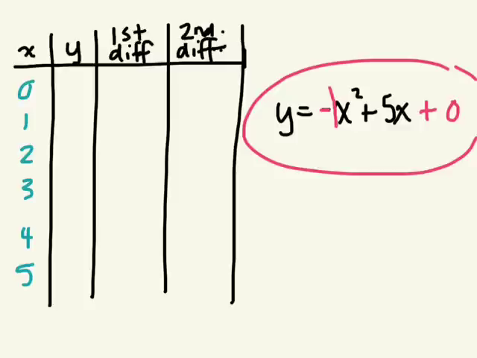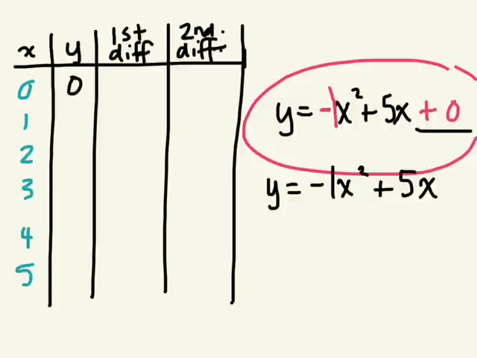If x is 0, we can do the first one together, okay? We can rewrite this equation. We don't have to put that plus 0. Y equals negative 1x squared plus 5x. If x is 0, I'm replacing x with the number 0. What's negative 1 times 0? 0. Plus 5 times 0? 0. So the first point is 0, 0, like we predicted, because we noticed that C was 0, and we just learned that C represents the y-intercept.